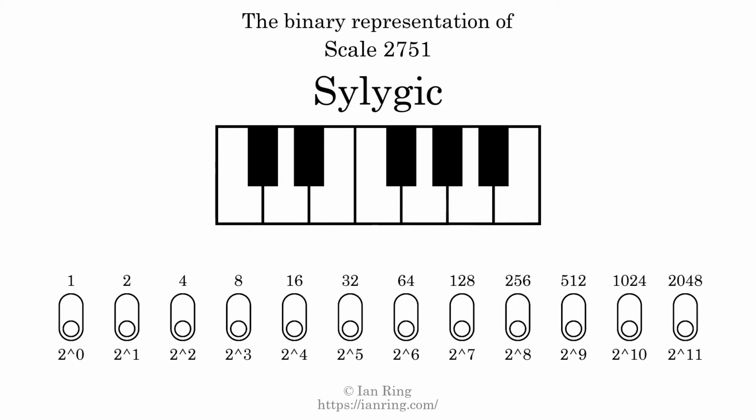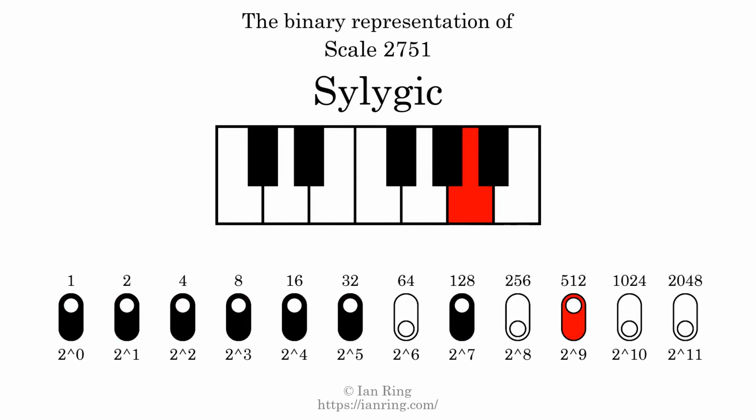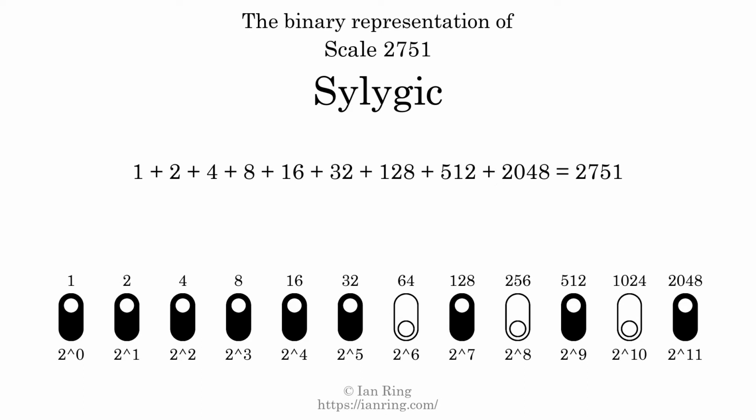The binary representation of this scale is determined by mapping tones of the scale to binary digits. Each binary digit represents a power of 2. To get the scale number, we add the powers of 2 together. The powers of 2 that are present in the scale, all added together, equals 2751. That is why the scale number, in decimal, is 2751.